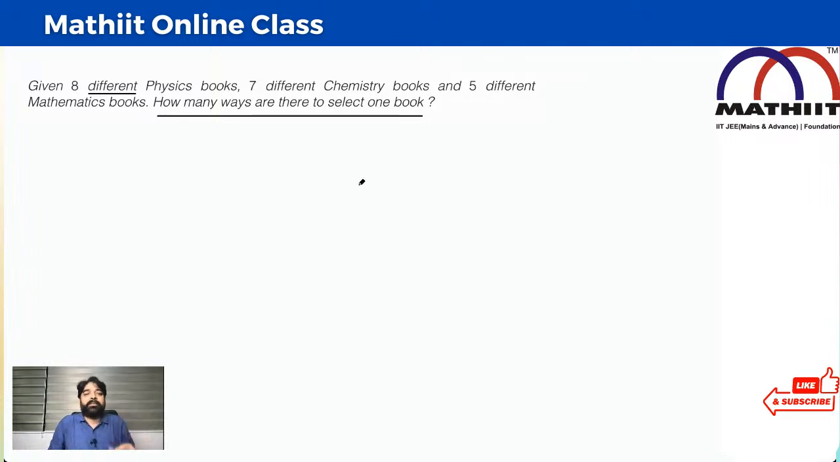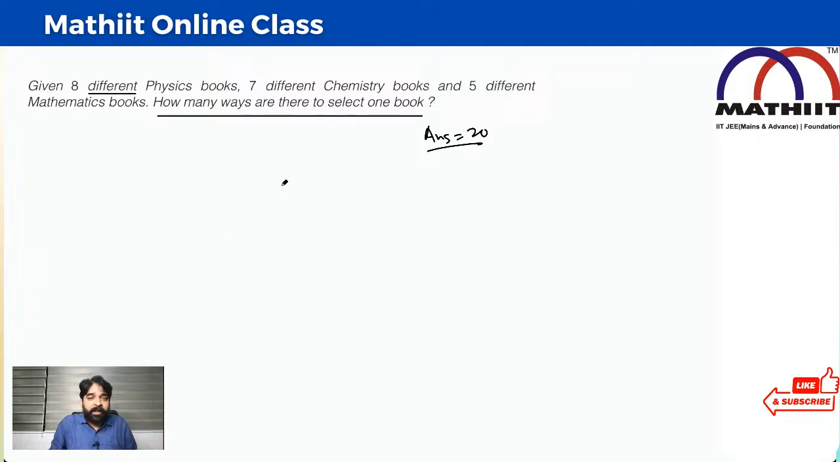No need of math, physics, chemistry. If I'm not mentioning math, physics, chemistry, it also does not matter, because they are saying just select one book. 20 books are there, all 20 are different, so there are 20 different choices. Means the answer will be directly 20. It does not matter whether physics, chemistry or mathematics. If I change this question, now answer this question, all of you.